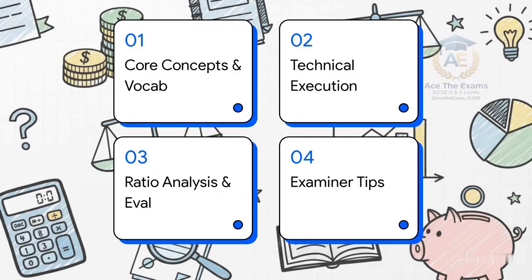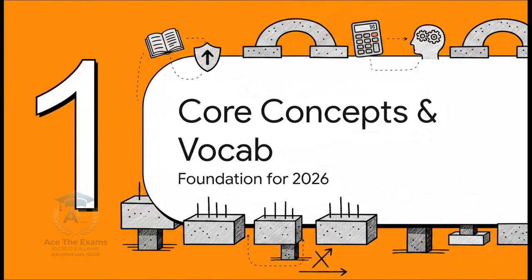Here's our roadmap for this explainer. We're covering 1. Core concepts and vocabulary, 2. Technical execution and T accounts, 3. Ratio analysis and evaluation, and finally, 4. Examiner tips and pitfalls. All right, Section 1, Core Concepts and Vocabulary.